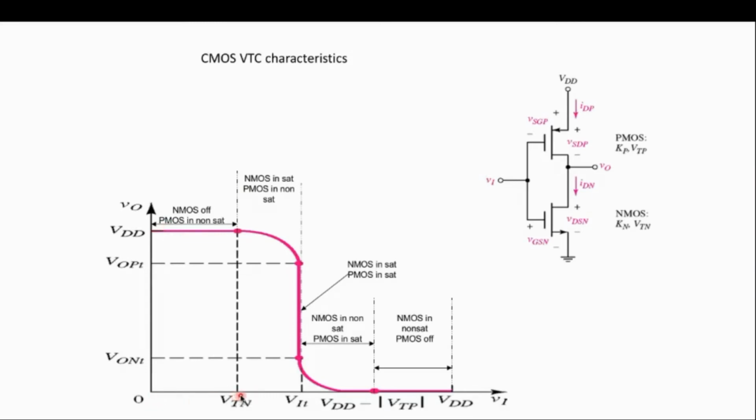So where input is less than this, that means your PMOS is in linear region while your NMOS is off. When your input is in this particular region, then your PMOS is in linear while your NMOS is in saturation. When both the devices are in this particular region, this is in saturation, this is in saturation. When your input is at this particular point, then your device goes into linear, this into saturation, and last but not the least, when your input is at this particular point, this is off and this is in a linear region. So this is how things move.